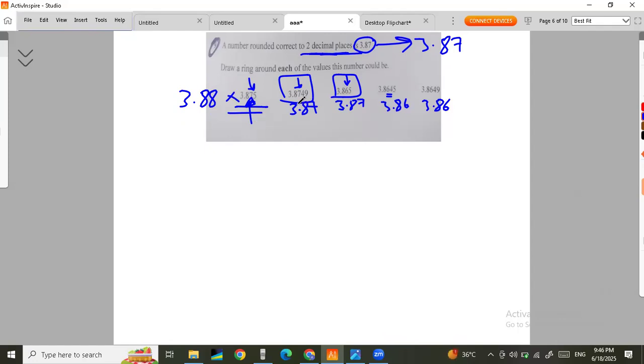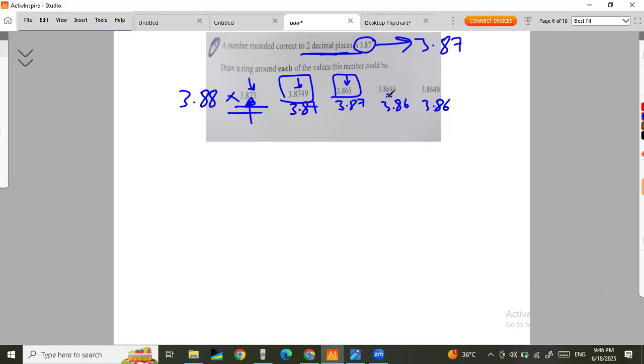But the second one over here, look at the second digit after the decimal point. It's the 7. The digit after it is a 4, weak. So it's going to be the same, 3.87. So I'm going to circle this one. 3.865 is going to be what? Look at the second decimal place. The digit after it is strong, so it's going to be 3.87.